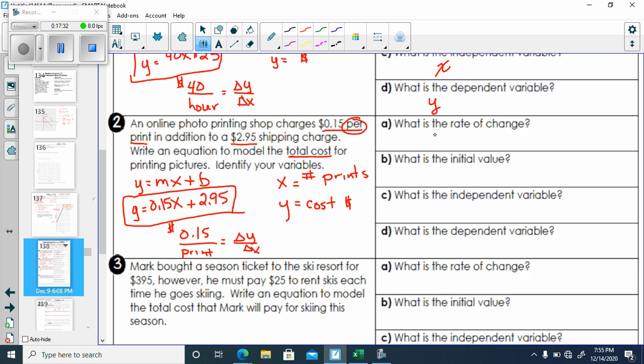What's your rate of change? It was 15 cents per print. What's your initial value? That was $2.95. What is my independent variable? That's the x. That's what we're starting with. And the cost depends on how many prints we print, right?